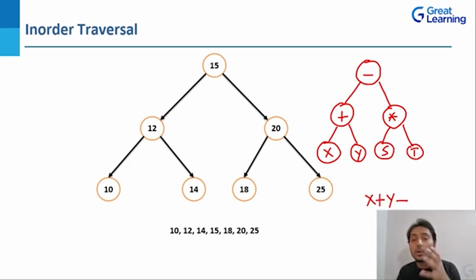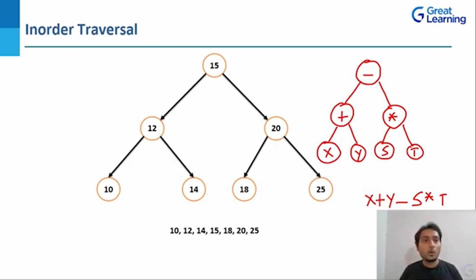Now let us go to our root node where we have this minus symbol. And then we have to traverse the right subtree. In the right subtree we have S, we have star, and we have T. I have missed this minus here. So x plus y minus s into t. So this is your in order notation of this expression tree. So you can also apply in order traversal to such expression trees.